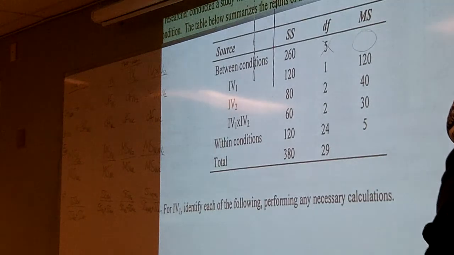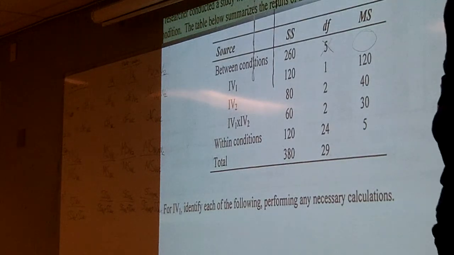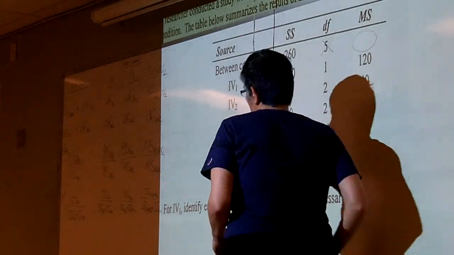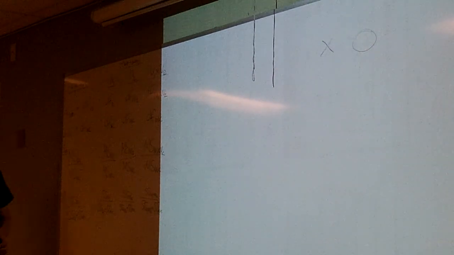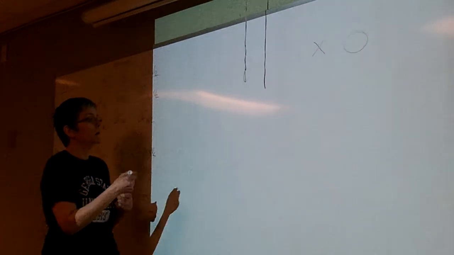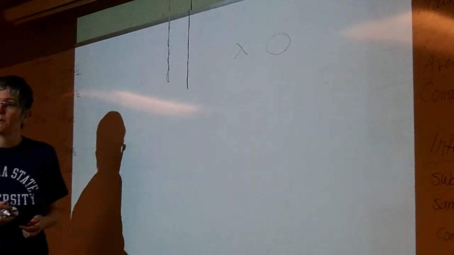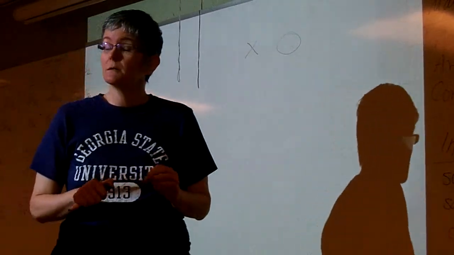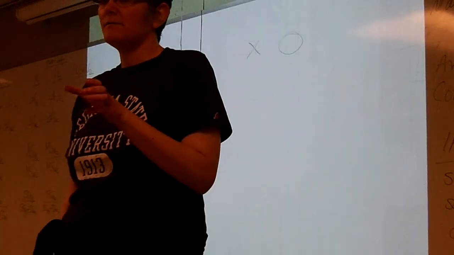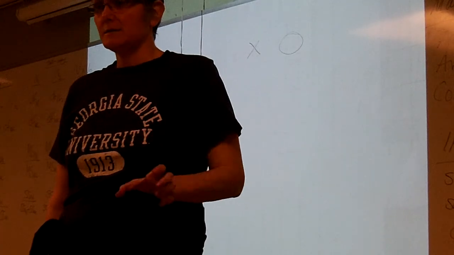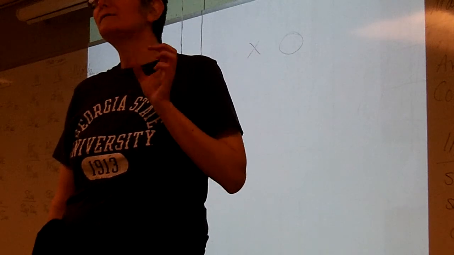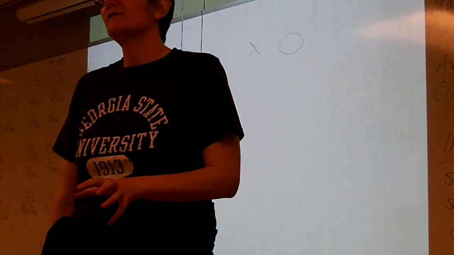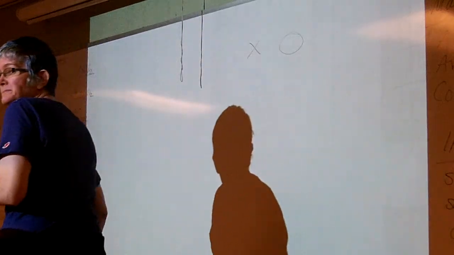How would you do the APA style statement? Okay, it's exactly the same as we did for one-way ANOVA. Think about how we did it for one-way ANOVA. We have to do a separate APA style statement for each F test, which means you could do one for the main effect of IV1, another for the main effect of IV2, and another for the interaction. So which one do you want to do?